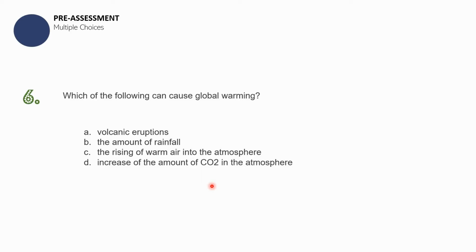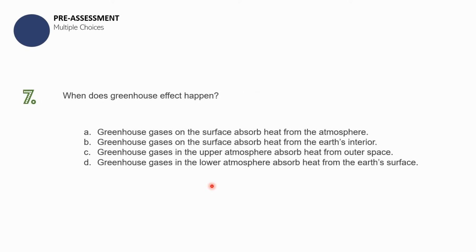Question number 7. When does the greenhouse effect happen? A, greenhouse gases on the surface absorb heat from the atmosphere. B, greenhouse gases on the surface absorb heat from the Earth's interior. C, greenhouse gases in the upper atmosphere absorb heat from outer space. And D, greenhouse gases in the lower atmosphere absorb heat from the Earth's surface.